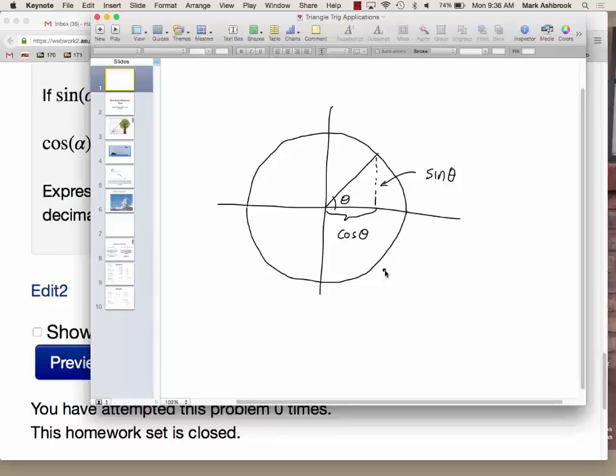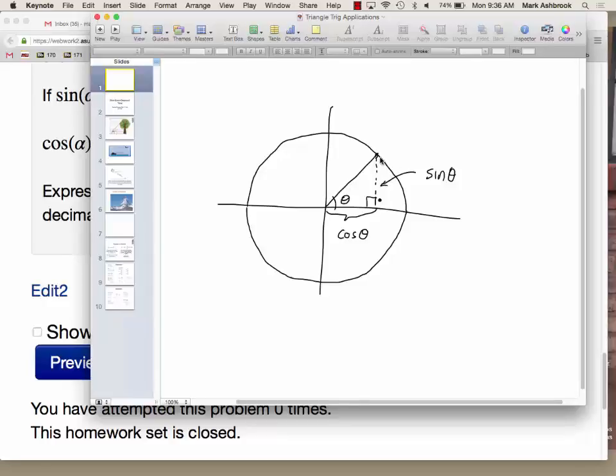Cosine. And since the cosine and the sine make a right triangle in the circle, what is this distance right here? But what are we measuring when we do sine and cosine? We're measuring as a fraction of the radius, right? So what is that length right there? If this is sine and this is cosine, then you know what this value is. What is that value?